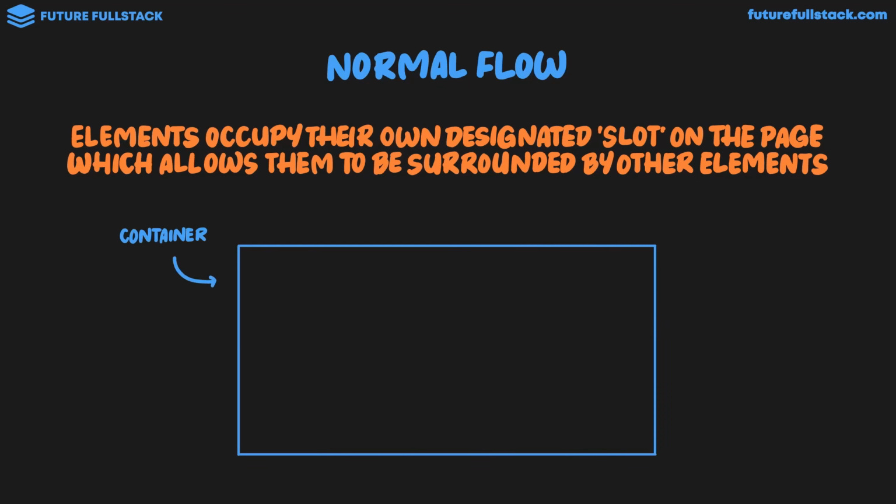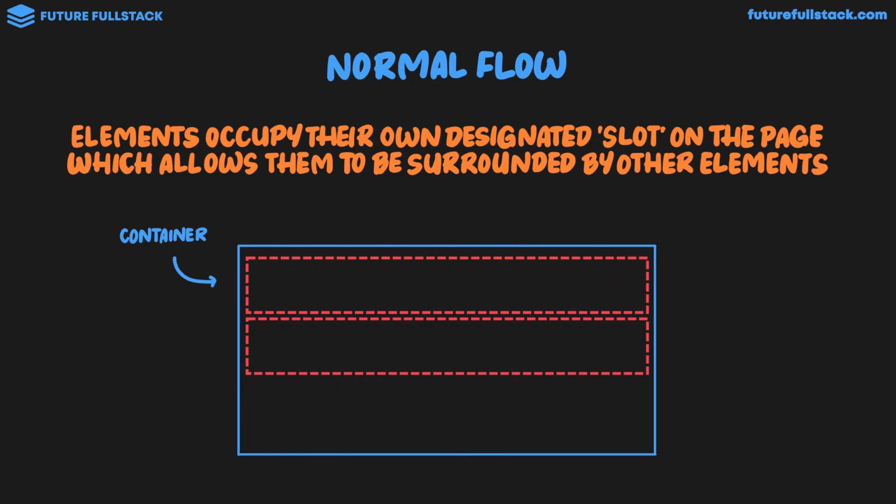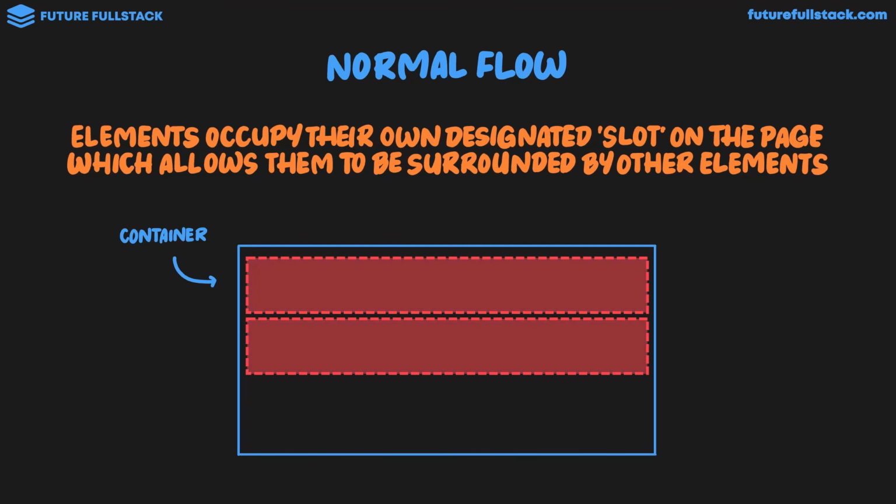We have a container. Now we're going to look at block and inline elements, and I want you to start thinking of these as being made up of kind of two parts. The first part of the block element is the slot. It's the area designated on the page for the element. We then have the element itself. So these would be block elements, where we have the slot on the page as well as the element itself.